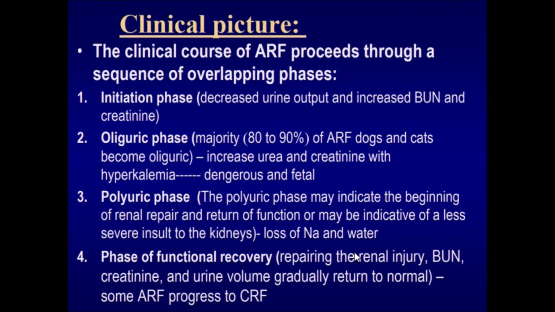Number 4 is the phase of functional recovery. As the name indicates, there is repairing of the renal injury. Blood urea nitrogen, creatinine and urine volume gradually return to normal. Some acute renal failure may progress to chronic renal failure, worsening the condition instead of making it progressive to the healthy condition.